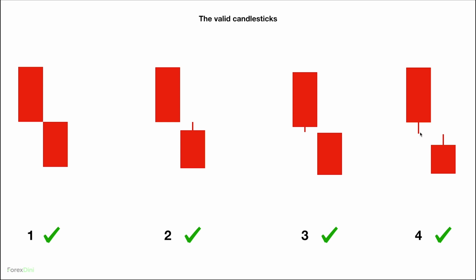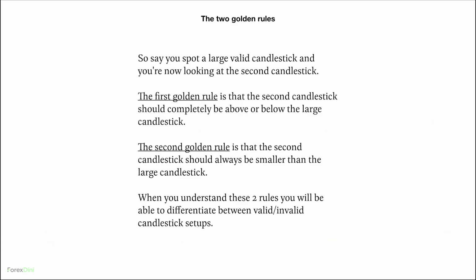The aim here is to make sure the first candlestick and the second candlestick do not interfere. We need them to be separate candlesticks. We don't want the second candlestick touching or being at the same level as the first candlestick. So yeah, I hope you guys learned the difference between valid setups and invalid setups. Just follow the golden rule and you'll be good.